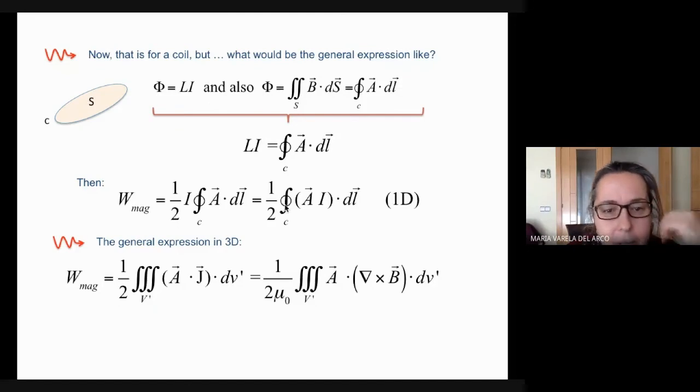And instead of having the line integral of A times I, one-dimensional intensity, we'll have a three-dimensional integral extended to the volume of whatever three-dimensional density of current is moving, of A dot J, the current density. And I will not do a line integral, but a volume integral. And I'm going to use a small v here for the volume. You'll see in a moment why I do this, right? So this is just the general expression of the magnetic energy.